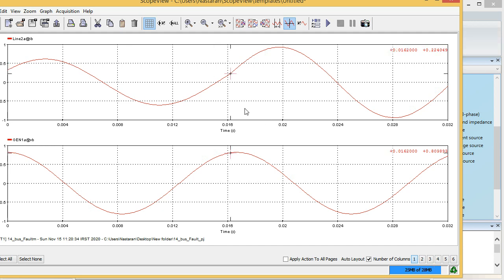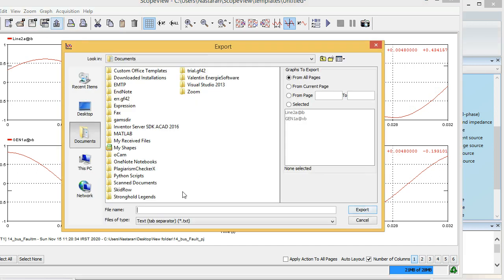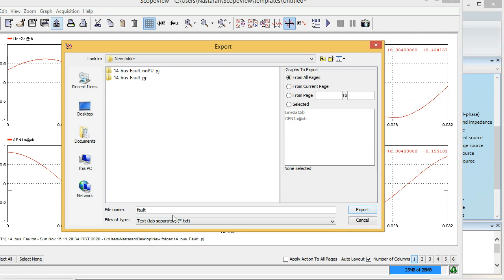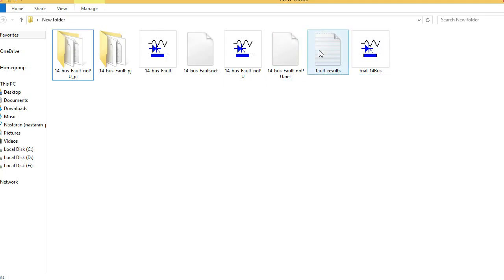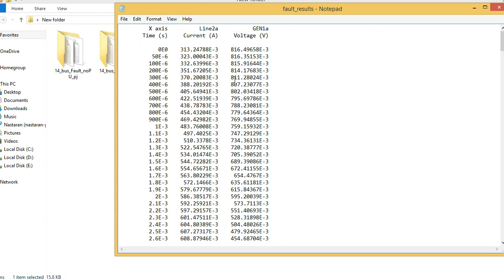And that's all. If you want, you can also export the results to a text document from here. Fault results, and to a text document over here. And as you can see, it shows the time, the line current, and the generator 1 voltage.